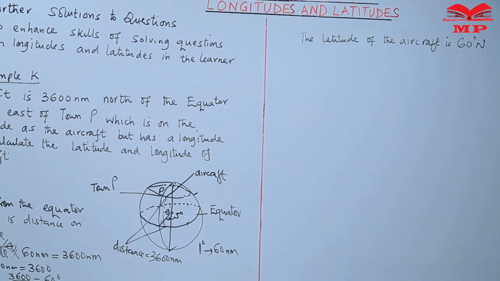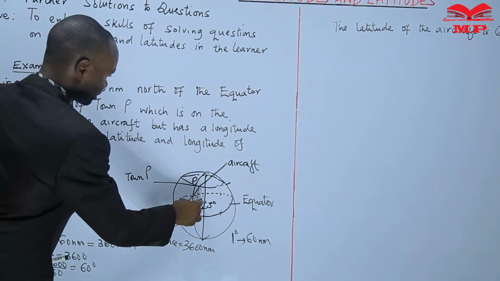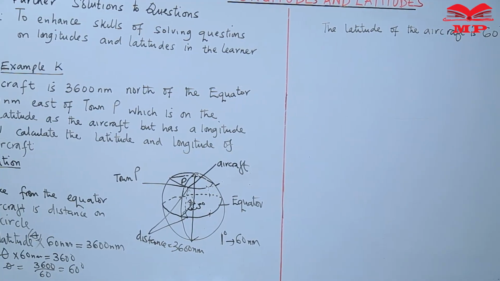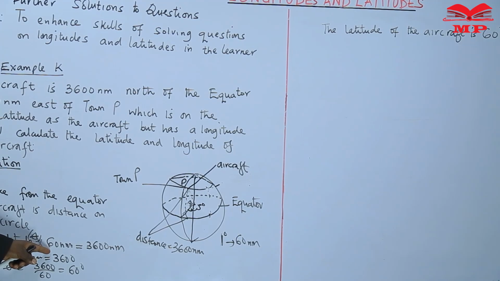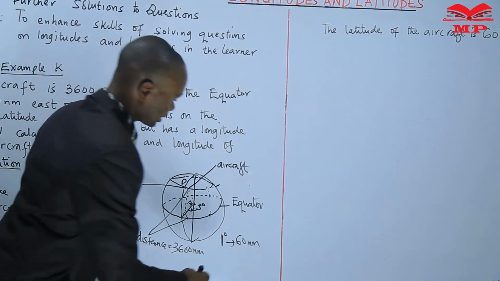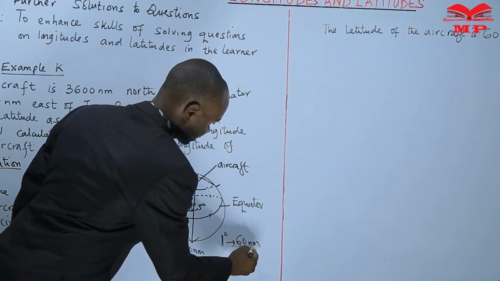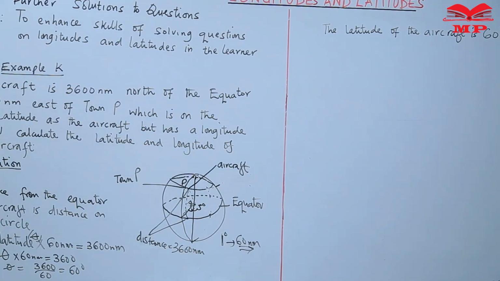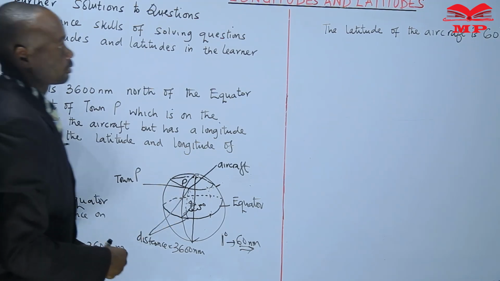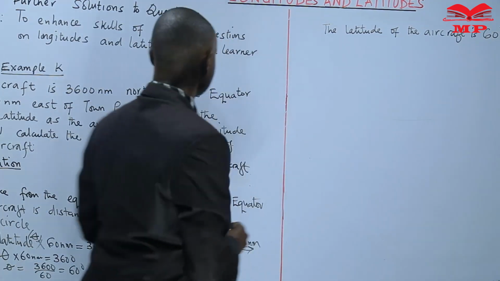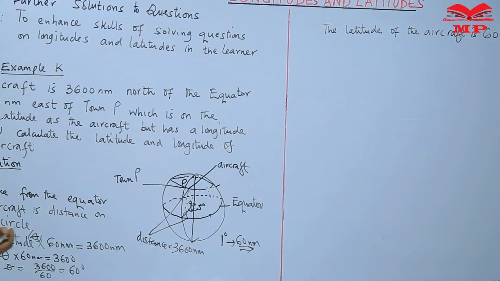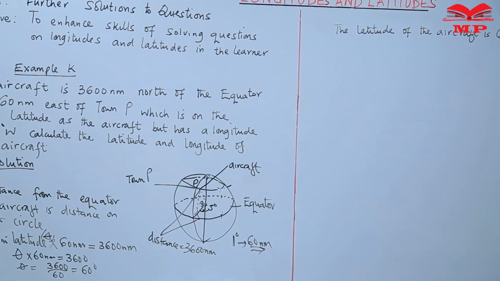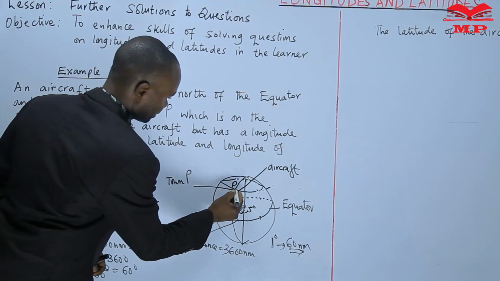So it came from a difference in latitude. Since it is on a great circle, multiplied by 60 nautical miles, because 1 degree subtends 60 nautical miles, it will give you the distance they have given you as 3,600 nautical miles. That's why we came to get theta, which is now the latitude of the aircraft. Let's move again. Where do we use this 60? 60 is the difference.